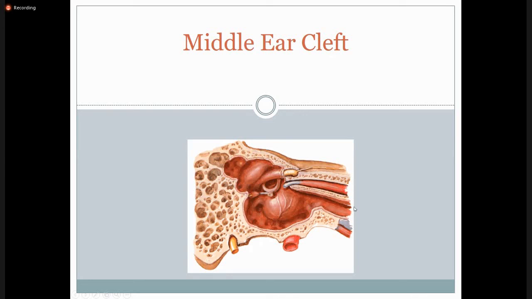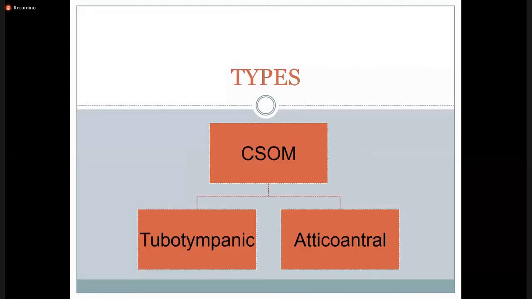So inflammation of the middle ear cleft is called otitis media, and if it is of more than 3 months duration, it is called chronic otitis media, and when it is added with pus formation, then it's called chronic suppurative otitis media. So it's basically of two types. It's very necessary to differentiate between the two types of chronic suppurative otitis media. One is the tubotympanic type, which is mostly common in children.